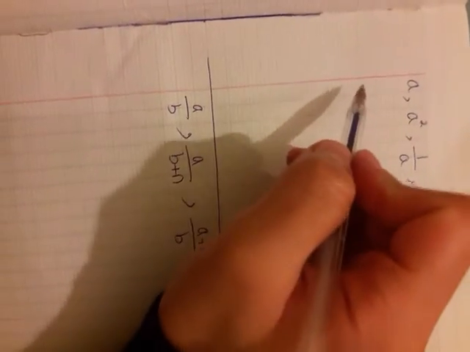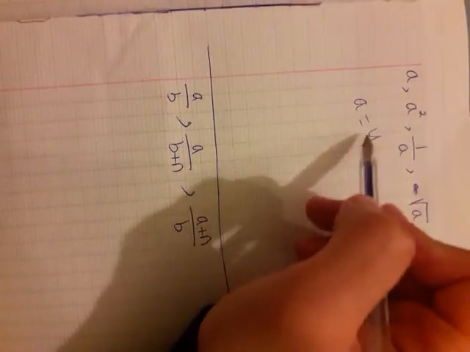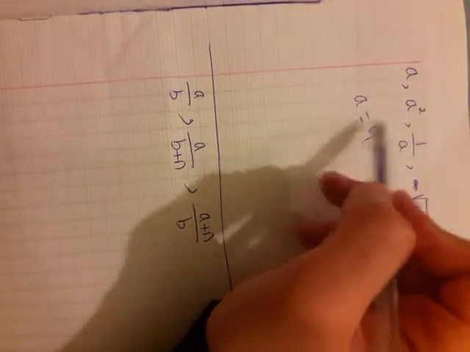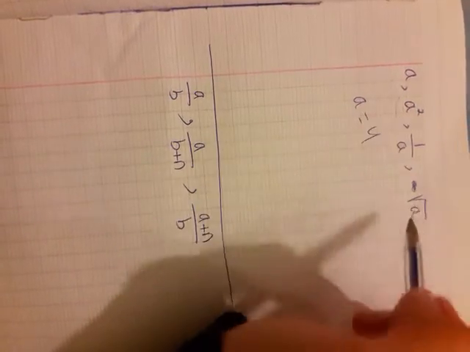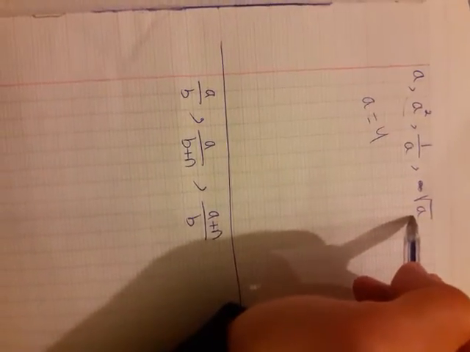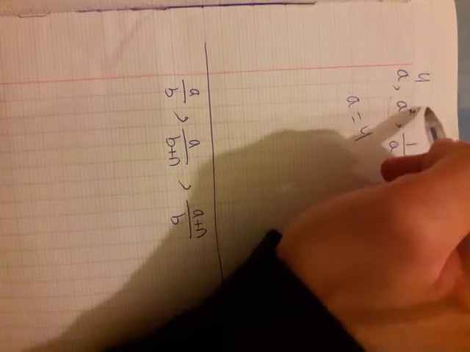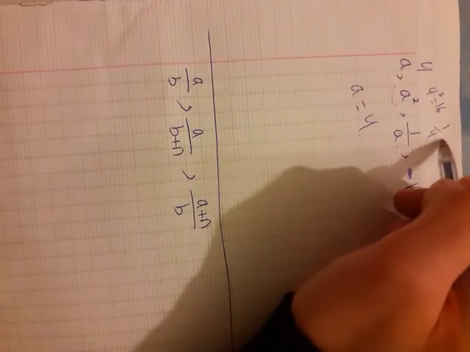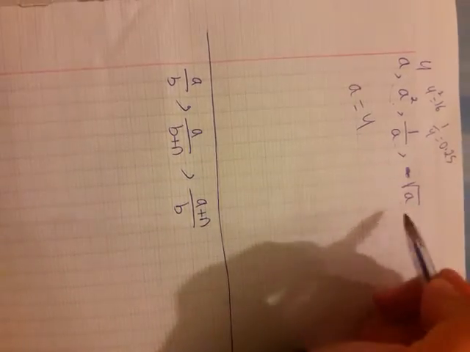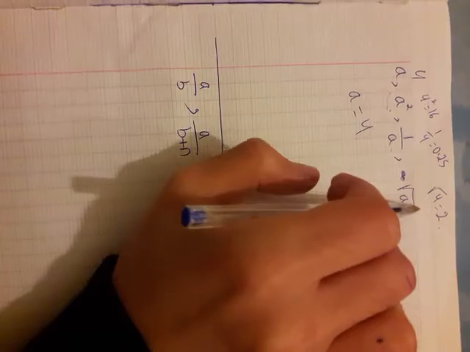So, for example, we're going to consider A as 4. You can take any number, but 4 is easy because it's easy for the square part, the fraction, and the radical. So basically, A is 4. 4 squared is 16. 1 over 4 is 0.25, and radical 4 is 2. Now I can compare them easily.